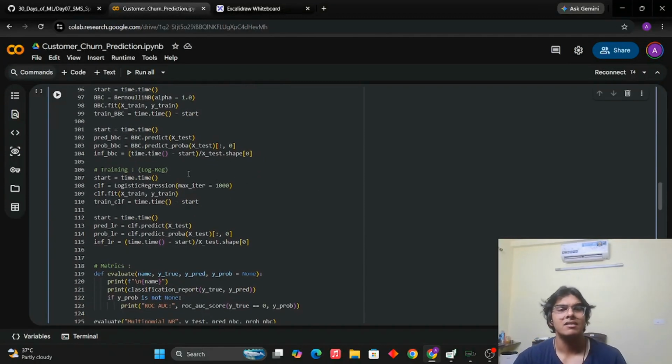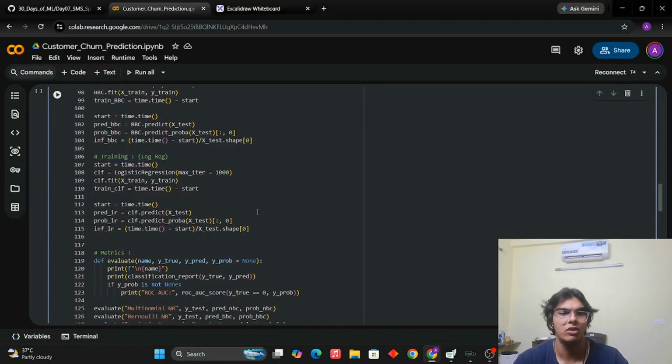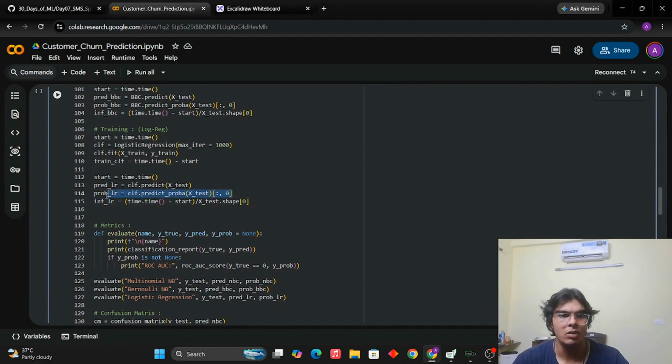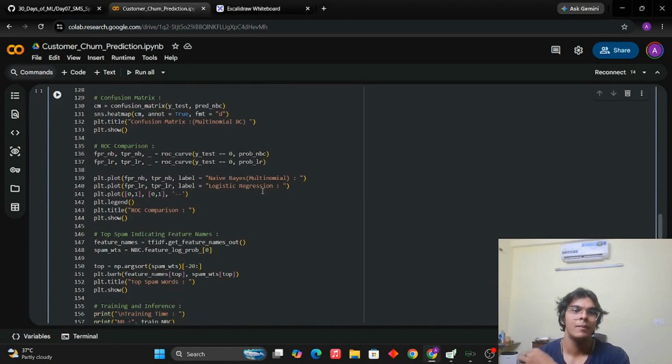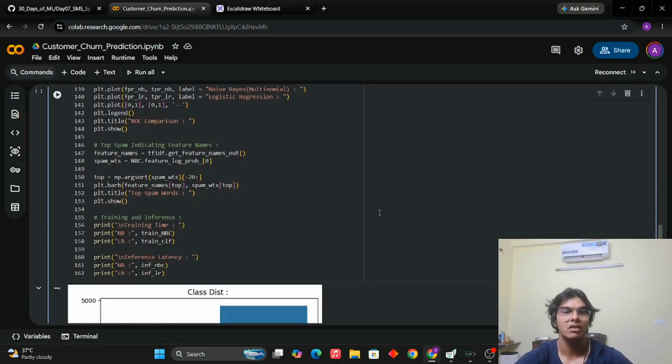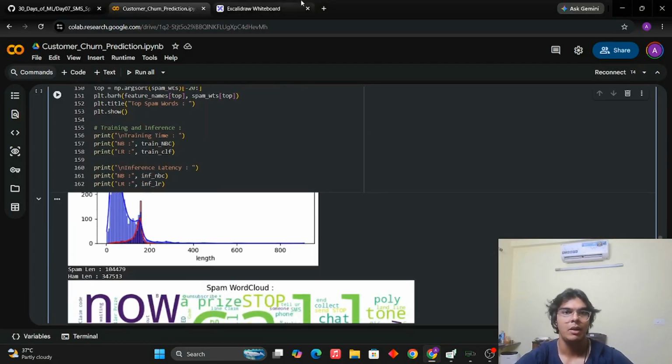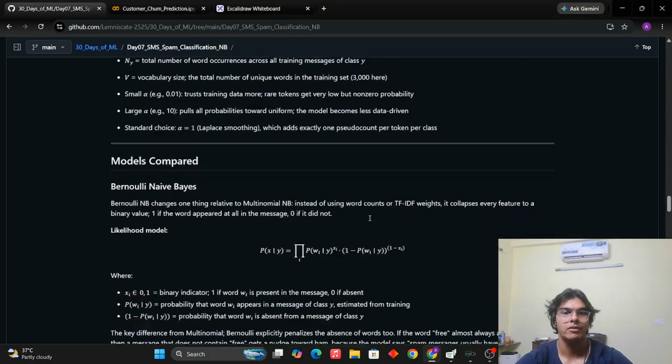Like I said, we did a comparison with logistic regression on this same data set. So this is how we run the logistic regression, with probability values to compare in the end, and inference latency values for the logistic regression as well. These are the metrics and the confusion matrix. I'll be discussing the ROC values as it is the most important thing to discuss in the entire module. So let me quickly open it in the repo itself.